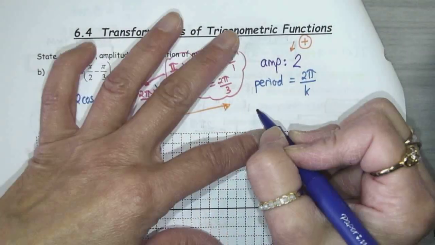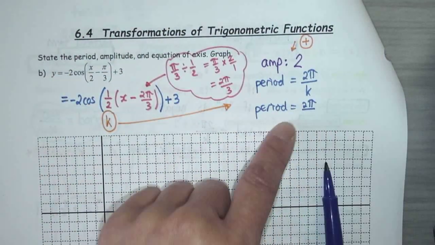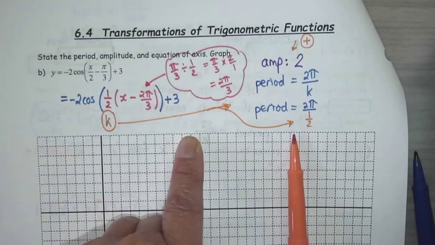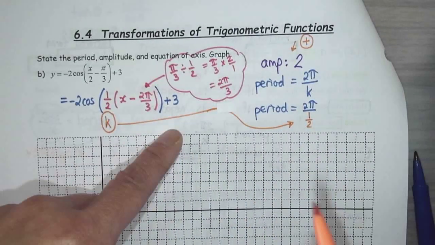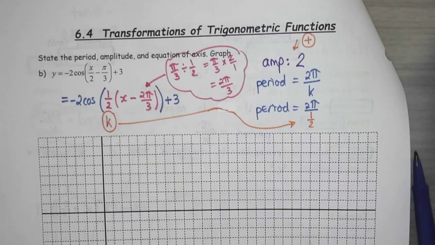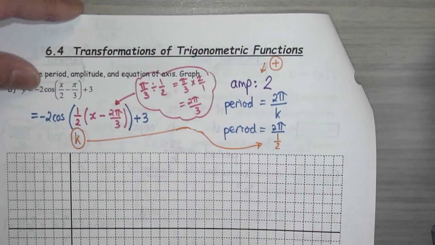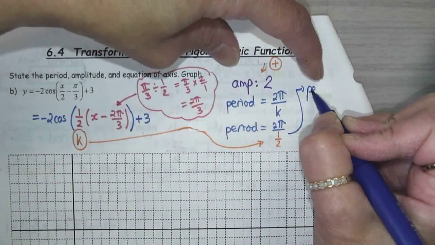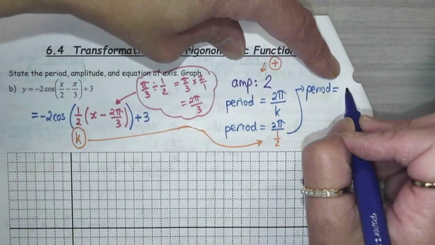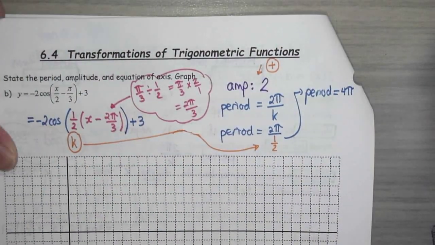Now we're going to go period equals 2 pi over this k here, which is 1/2. Okay, so that's the k value. Division by 1/2, same thing as what I did here, makes it multiplication by 2. So that means my period is multiplied by 2, so it's the same as what we did here. It's going to be 4 pi. Is that okay? And you don't have to show me all that work. You can just say period is 4 pi.